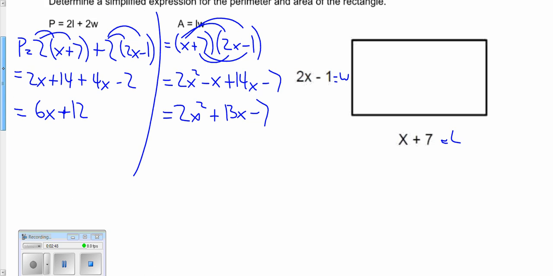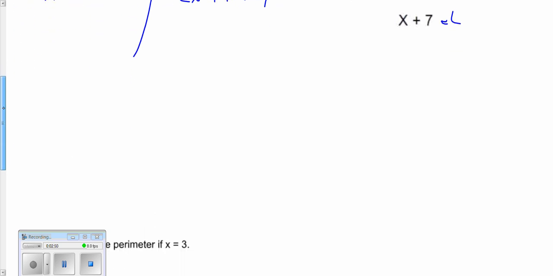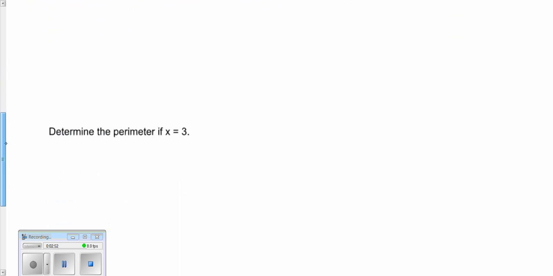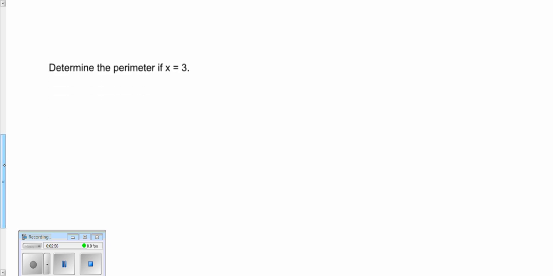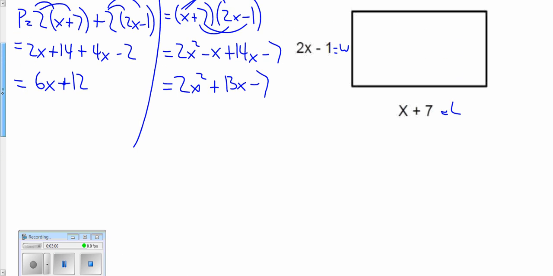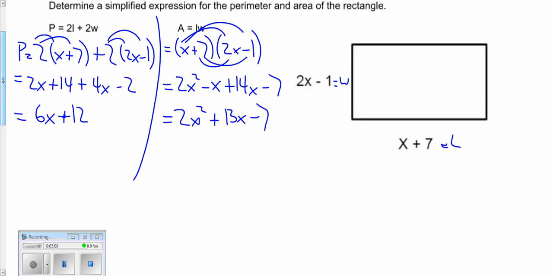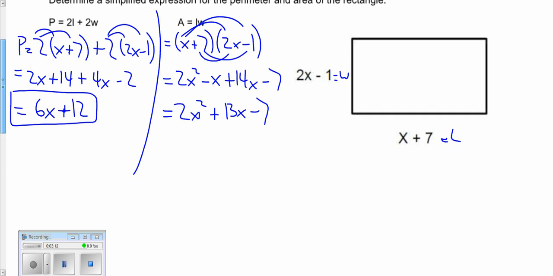Now, if I use these formulas, I can determine what the perimeter is. So let's say that x equals 3. We determined with our simplified formula that the perimeter was 6x plus 12. So we did that right up here. When we solved for perimeter, we got a perimeter value of 6x plus 12.